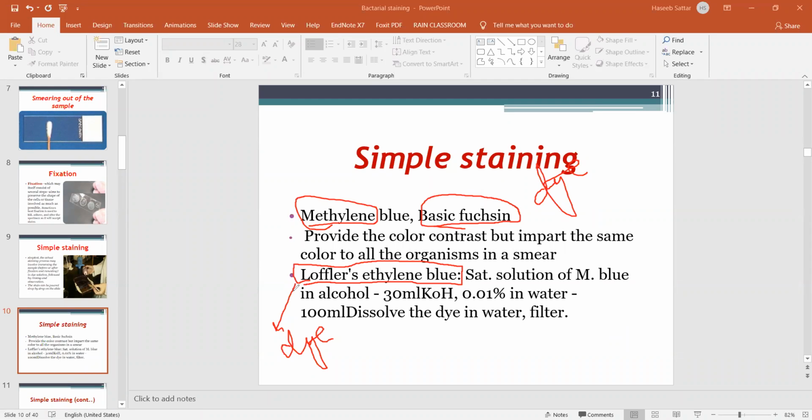Just wait, we will discuss this solution later. This solution is a saturated solution of methylene blue in alcohol with 30 ml of KOH, and this is how we prepare it. You don't need to remember that, but just remember the names of the dyes: Loeffler's methylene blue, methylene blue, basic fuchsin. These are the simple stains.